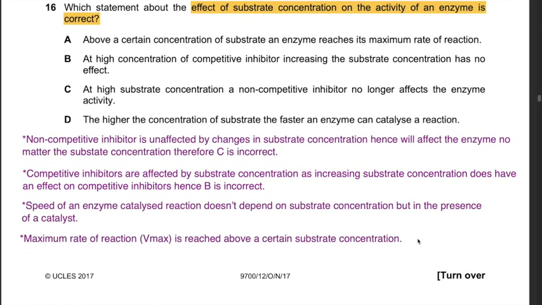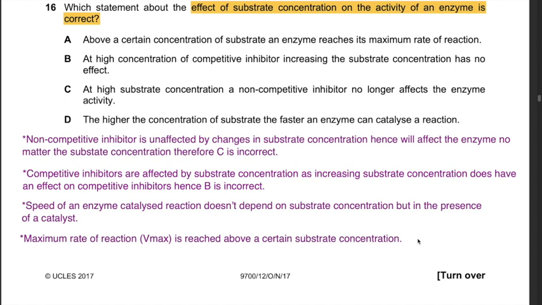Question 16. Which statement about the effect of substrate concentration on the activity of an enzyme is correct? A. Above a certain concentration of substrate, an enzyme reaches its maximum rate of reaction. Well, if you're not sure about this answer, do keep this aside and consider the other options. However, if you have revised your notes and studied the topic regarding enzymes, you should know that maximum rate of reaction or Vmax is indeed reached above a certain substrate concentration, and you can refer to graphs in your textbook or even just research online. So if you are not sure about this answer, leave it aside and consider the other answers.